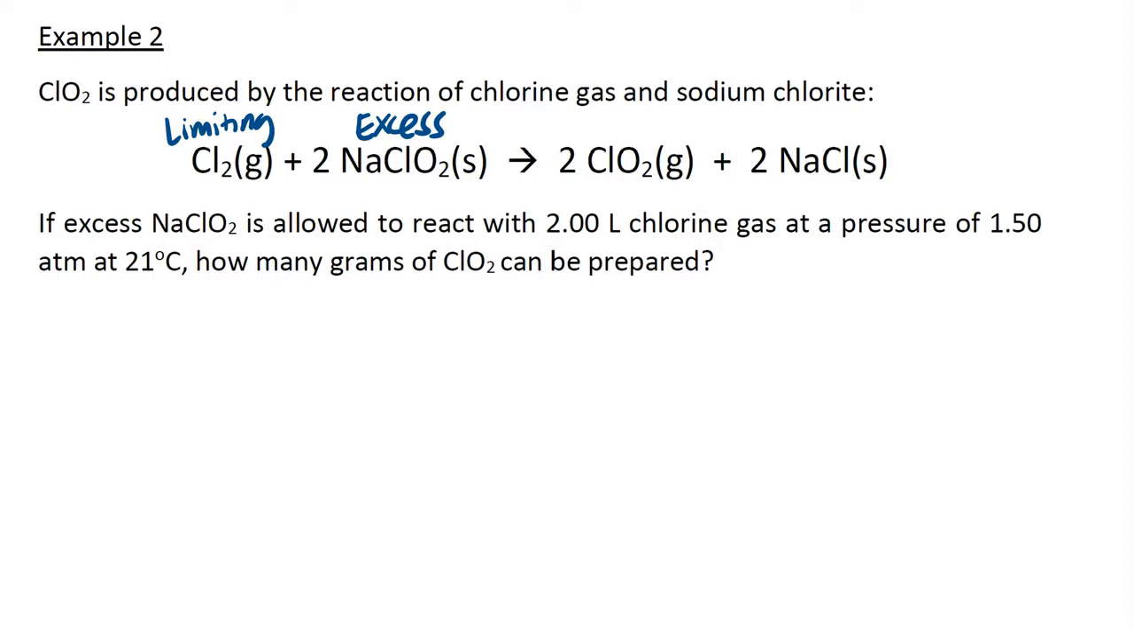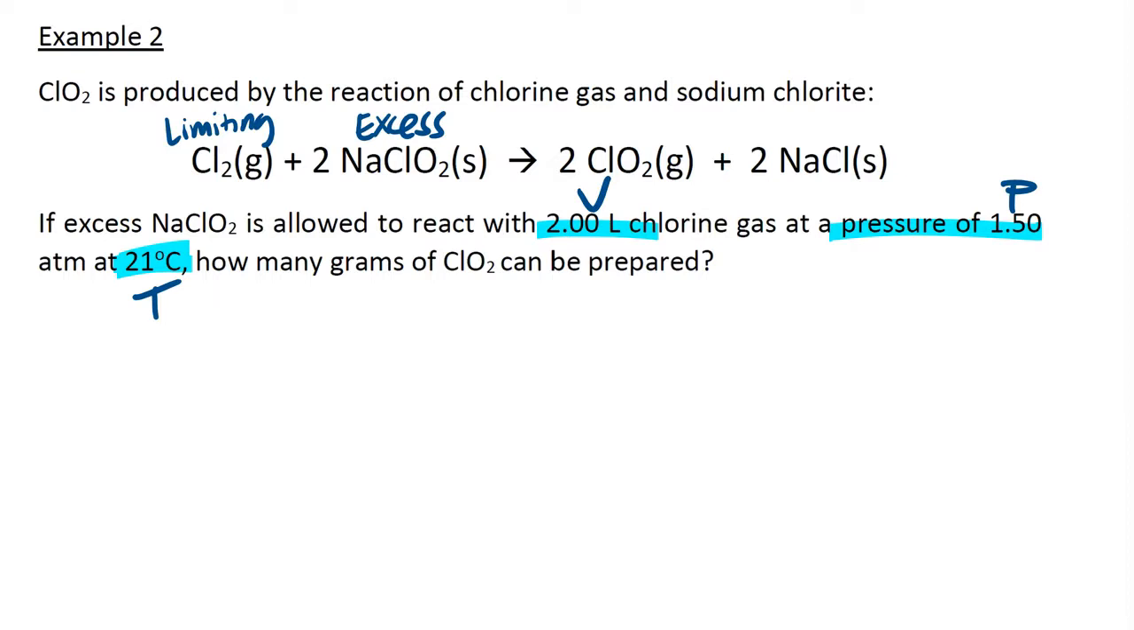What do we know about this chlorine? We know that it's a gas and it has a volume of 2 liters. It has a pressure of 1.50 atm and it has a temperature of 21 degrees Celsius. So I know the volume of the chlorine, I know the pressure of the chlorine gas, and I know the temperature. Okay, so remember in our roadmap, the first step is always to take that given and convert it to moles using whatever appropriate method applies.